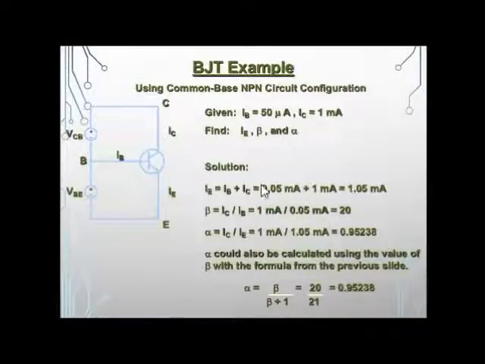Now for beta we have IC by IB. Both the currents are known to us, and we get beta is equal to 20. Now alpha is equal to IC by IE, that is equal to 0.95. So always remember that alpha is always less than 1 and beta is always greater than 1.